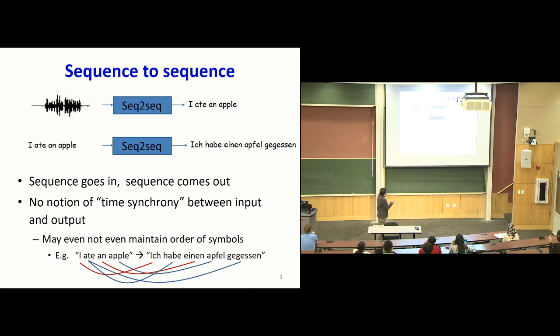So Anne is here, Apfel is here. What you observe is that the output order is not the same as the input order. So there isn't even an order correspondence.